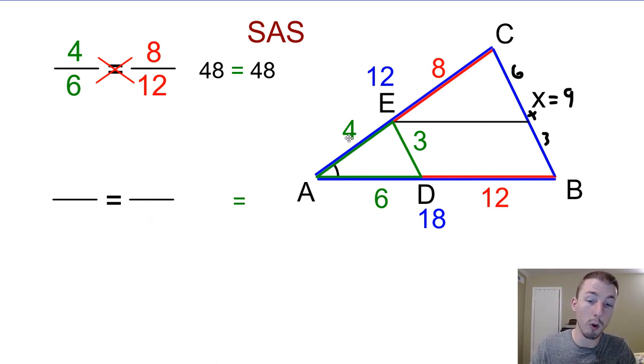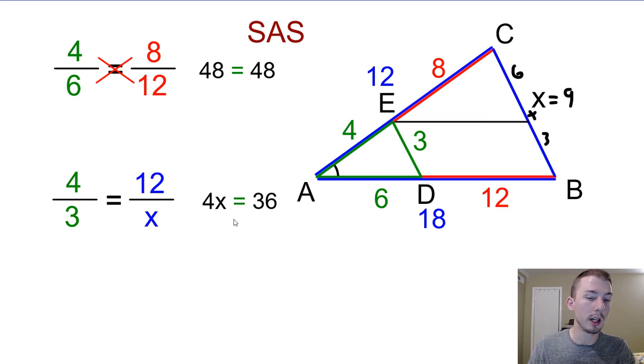So our 4 starts out as 4, and it goes to the long length of the blue one, 12, just as 3, our small one on the green one, goes to the long length, which we called x. Now when I cross multiply, I get 4x is equal to 48. Then you can divide both sides by 4, and x has to be equal to 9. So sure enough, x is equal to 9. Lovely. So fun.